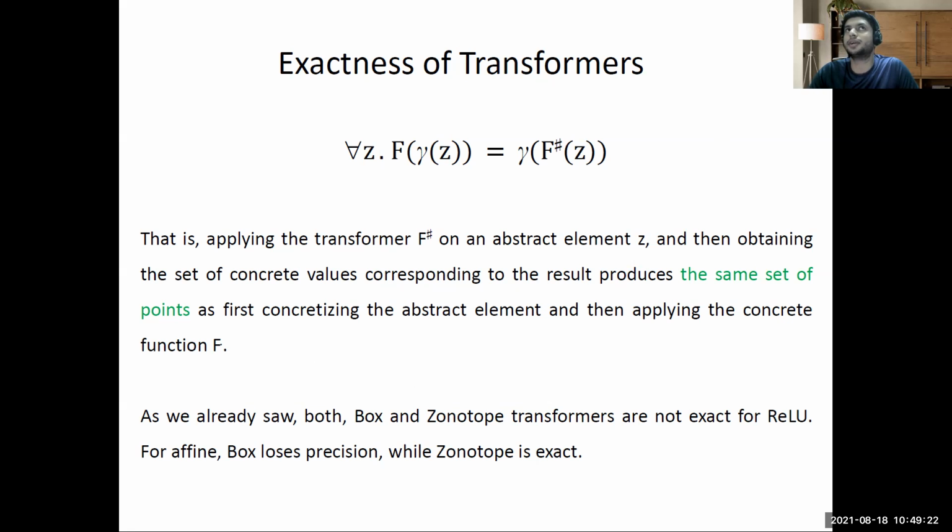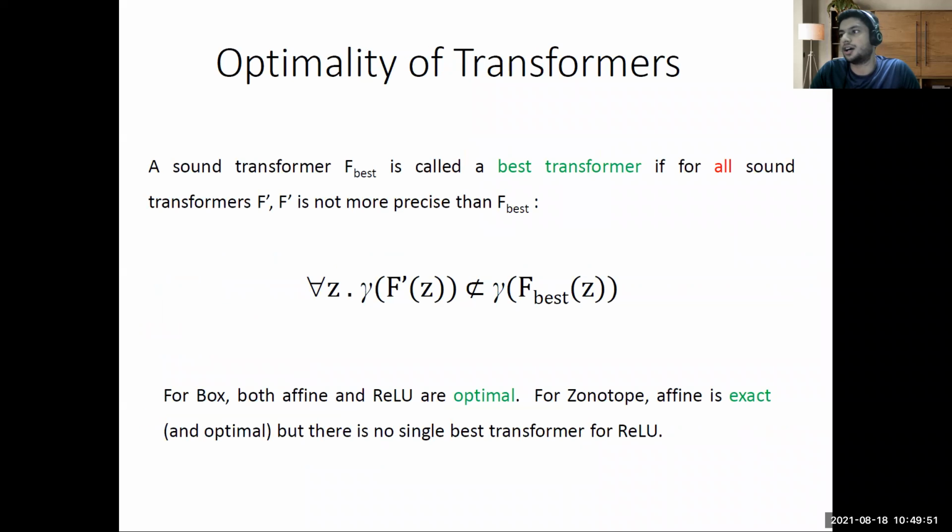I don't remember the proof in the paper, but there was a very good graphical representation depicting how the transformations were happening, and how the Zonotope was being exact in affine transformation while Box was losing precision. But yes, the proof is something that we have to look upon to solidify our statements, right? So another thing is the optimality of transformer.